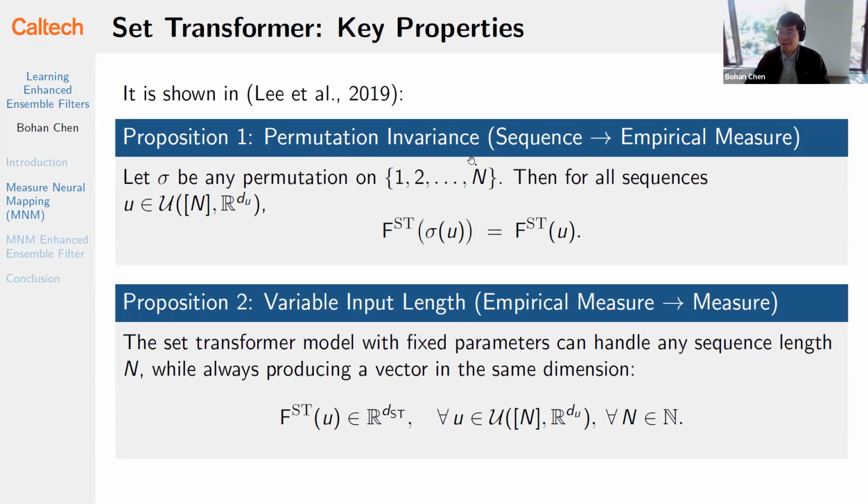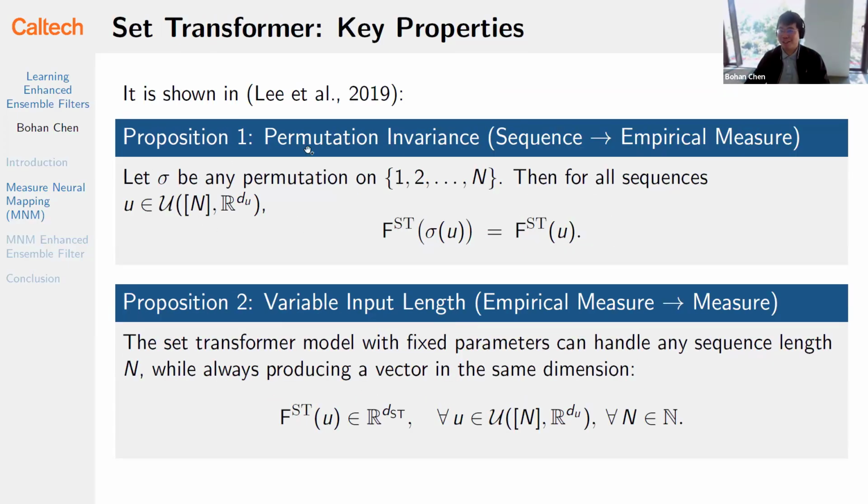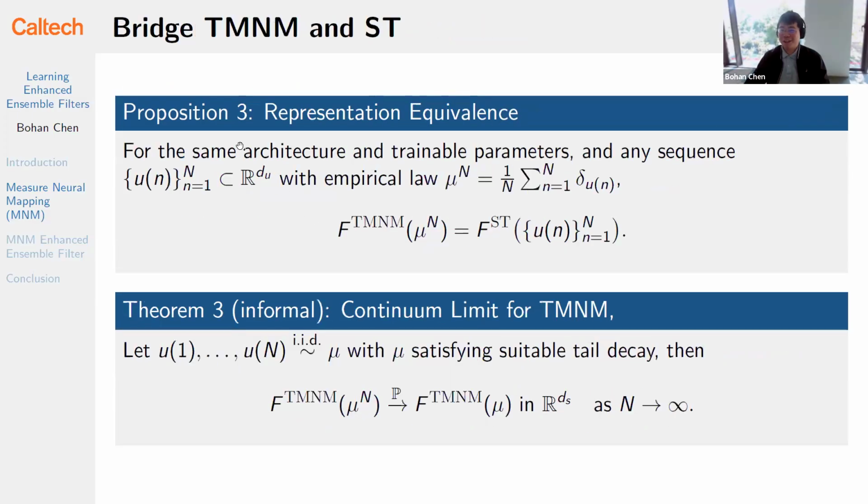From the first proposition, we can treat a sequence as a set or empirical measure. From proposition 2, we can bridge, because we can use any finite length of the sequence. So we can use proposition 2 to bridge the empirical measure to a continuous measure. These two propositions are shown in the original paper. And these two things are the additional ones of ours.